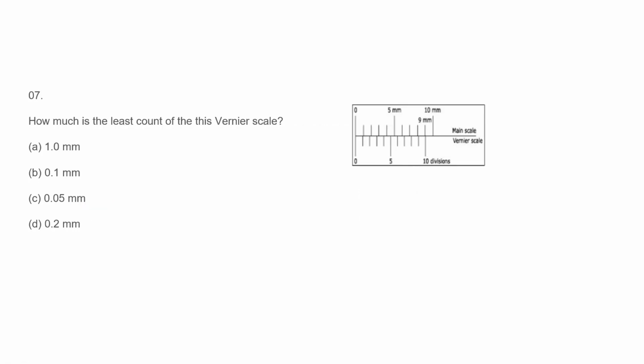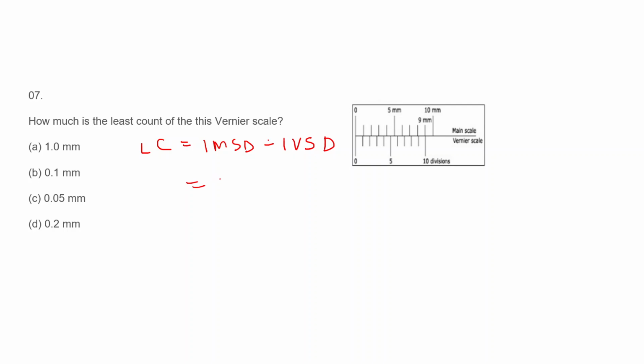Now next question, how much is the least count of this vernier scale? Okay, so I think it's the same vernier scale image that was in the previous question, and for this vernier scale, now we know there is no zero error. Now we just need to find out the least count of this vernier scale. So again, first I think this is the best way: first we write the formula and then put the values, it will be better. So least count is 1 main scale division minus 1 vernier scale division.